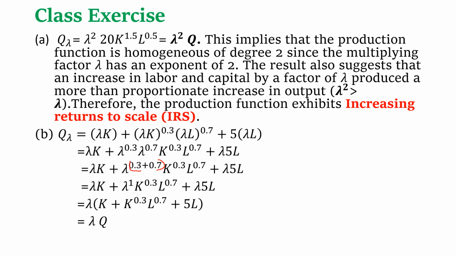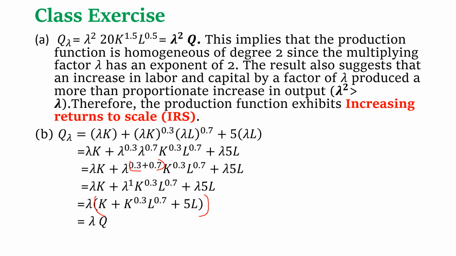Now, if you factor this one out, you're going to have lambda into what? K plus k to the 0.3, l to the 0.7 plus 5l. Now, remember, this term in brackets is the same as the production function, which is equal to q, right? And so we just multiply lambda by q. So what is the result here? We increase the labor as well as the capital input by lambda, then our output increases by lambda.